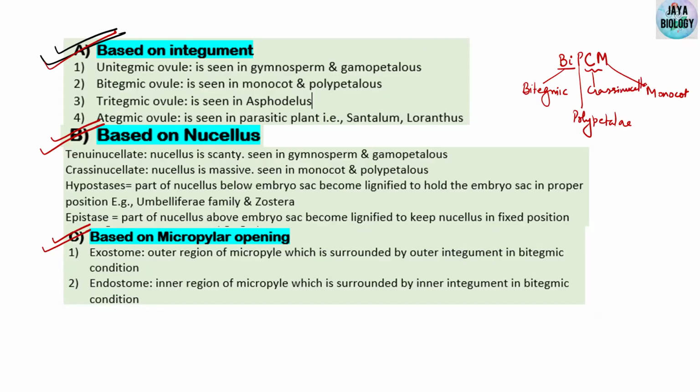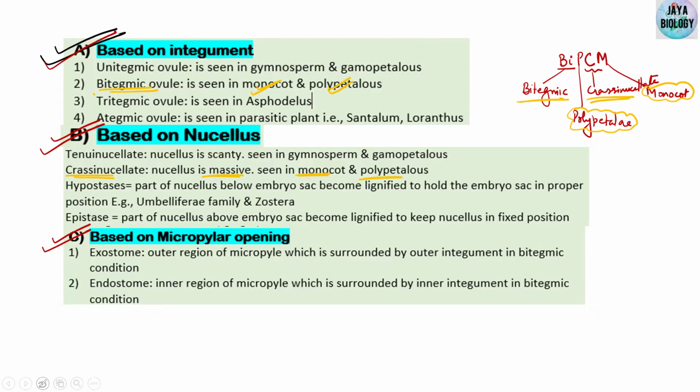So if you learn this, two things you can learn: amount of nucellus and type of integuments, how many are there. If you see here, bitegmic condition is shown by polypetalae and by monocots. Let us see the theory. Yes, bitegmic condition is shown by polypetalae and monocots, and they have crassinucellate ovules, means nucellus is sufficient.